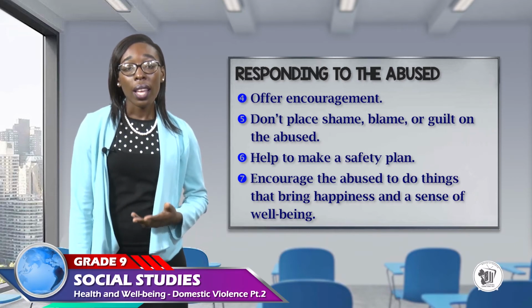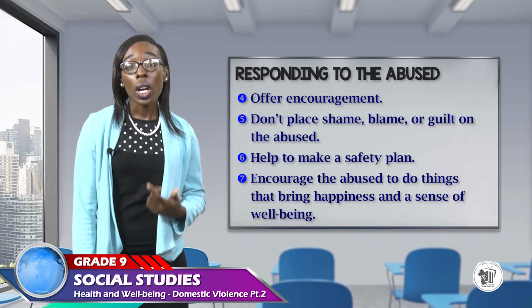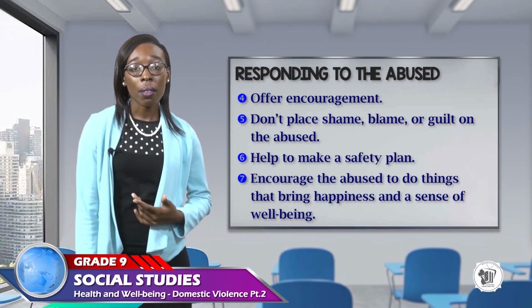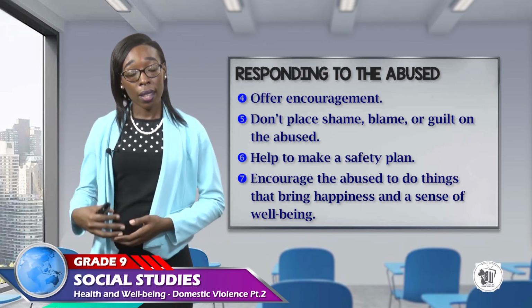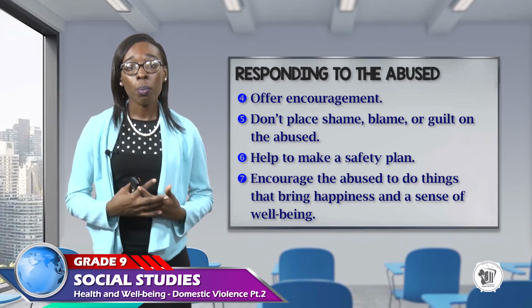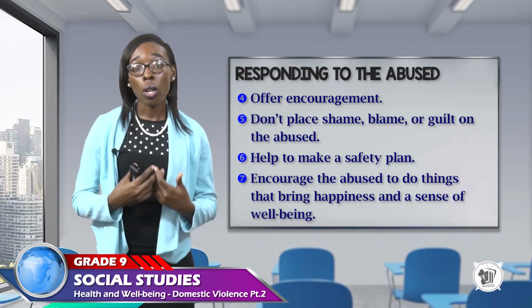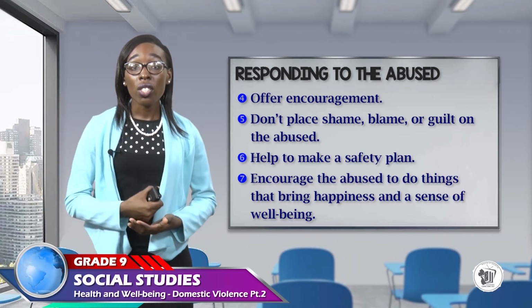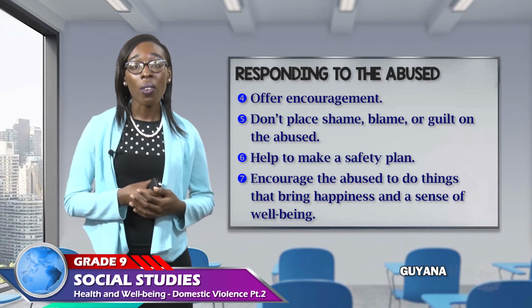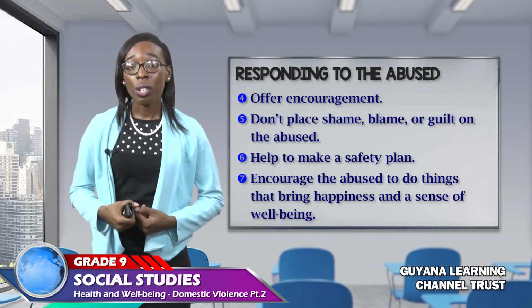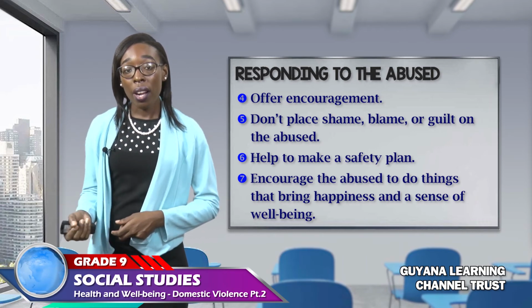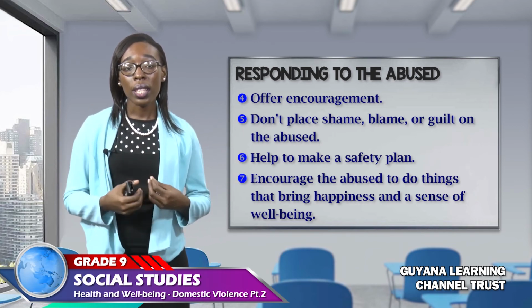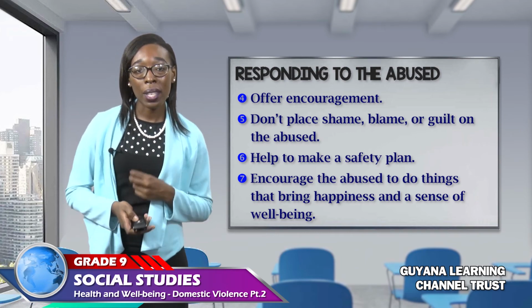Another response as well is by not placing shame, blame, or guilt on the abused. We may also respond by making a safety plan with the abused person. Sit them down, go through, help them develop a safety plan so that at the end of the day, their health and well-being will also be taken into consideration. And another way in which we can respond to the abused is by encouraging them to do things that bring about a sense of happiness and a sense of well-being, whether it's taking a walk, going to the ice cream parlor, making a favorite dessert or favorite meal. Encourage them to do things that bring along a sense of happiness and well-being.